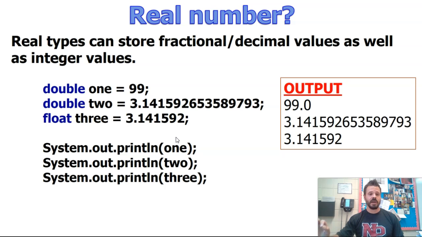Now a double or a float can store integers. So for example, here, if I go double 1 equals 99 and don't give it a decimal place, the computer is going to store that with a 0.0. Java will store that 0.0. And if I printed it, it'd give me the 0.0 here, treating it as a double.